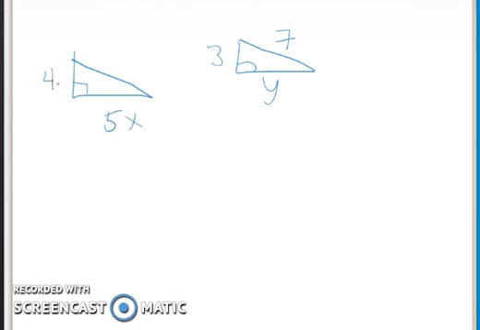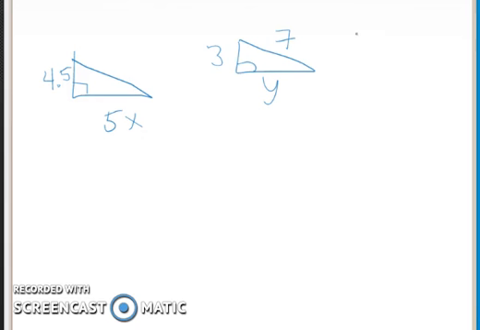Number 7, we get two triangles, a right triangle here and another right triangle here. We're going to get 3, 7, and y. And over here we're going to get 5x and 4.5. When we match these things up, no matter what I do, I'm going to end up with x and y in the same equation.